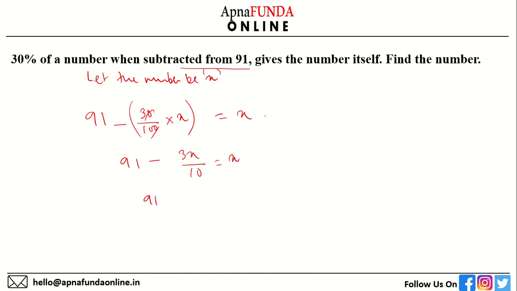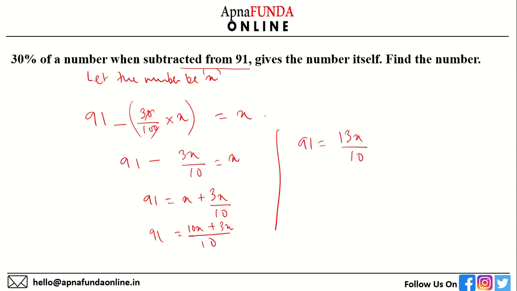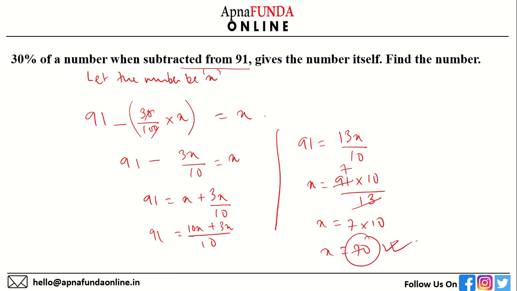91 is equal to x plus 3x by 10. 91 is equal to 10x plus 3x by 10. 91 is equal to 13x by 10. So x is equal to 91 into 10 divided by 13. This is 7. So x is equal to 7 into 10. x is 70. This is my answer. I hope you have solved along with me. And this is the answer you have got.